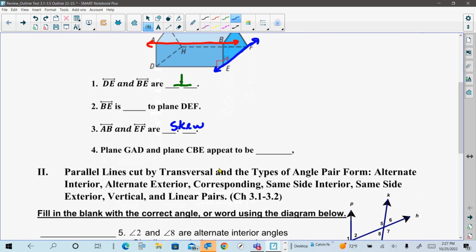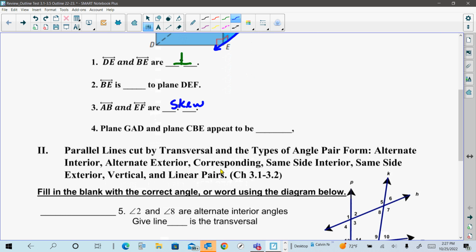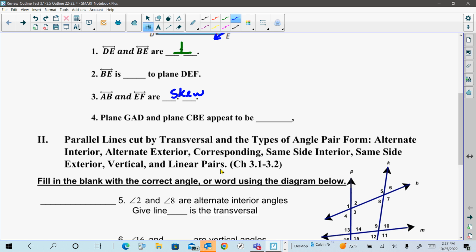Now, in this section, we need to know parallel lines cut by a transversal, and you need to know all the different types of angles formed. So you need to know what makes up alternate interior, alternate exterior, corresponding, same side interior. This is the same thing as consecutive interior. You want to think of it that way. And then same side exterior, that's consecutive exterior. You still need to know vertical, and you still need to know linear pair.